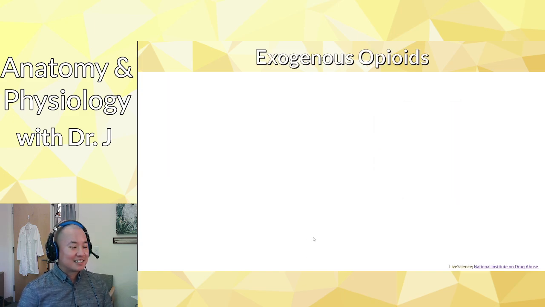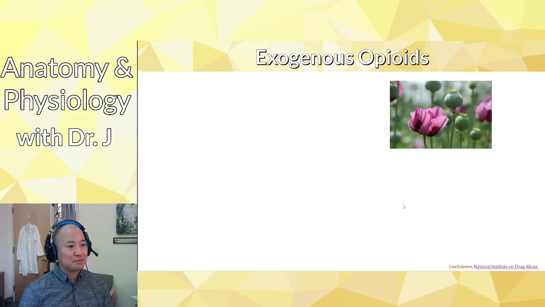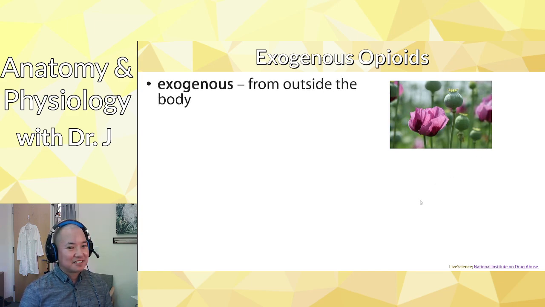Now, exogenous is the exact opposite of endogenous. Exogenous opioids come from the poppy, an opium plant. This is where they first discovered these opioids, and that's why they're called opioids: it was the first source of things that act like opioids. Exogenous means outside the body. You don't have these plants growing in your body, so any chemicals from this plant are exogenous.